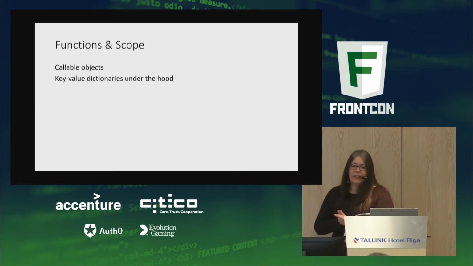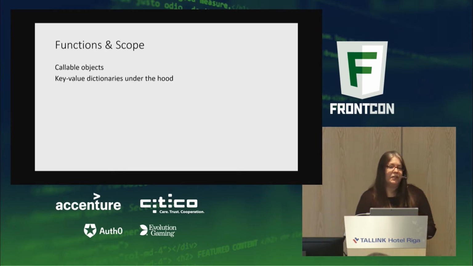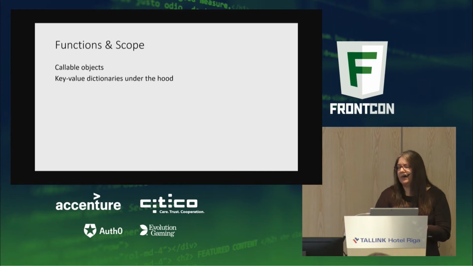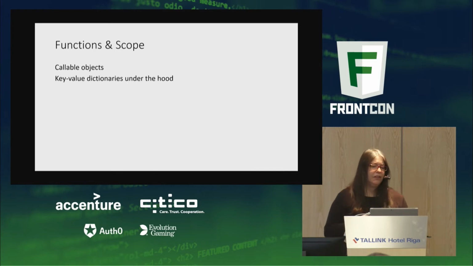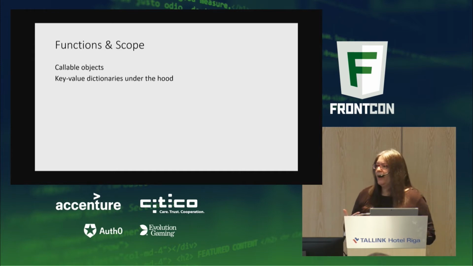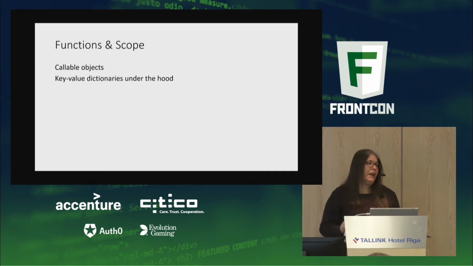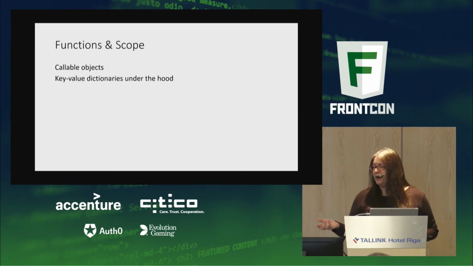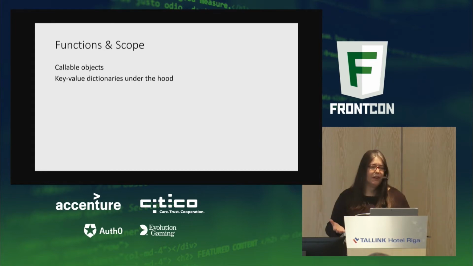This kind of ties in nicely with scope in functions. So functions are objects, right? And they're just key value dictionaries under the hood. But they're callable objects, and they're callable in so many different ways. Right? You have a function statement, you have function expressions. Later on, we've introduced arrow functions. And with each way of working with functions, you have a little bit different way that it works with variables.